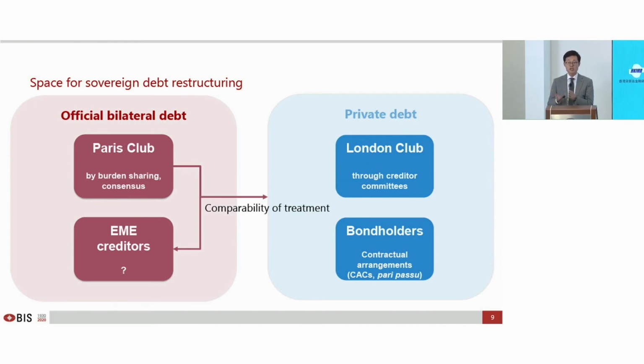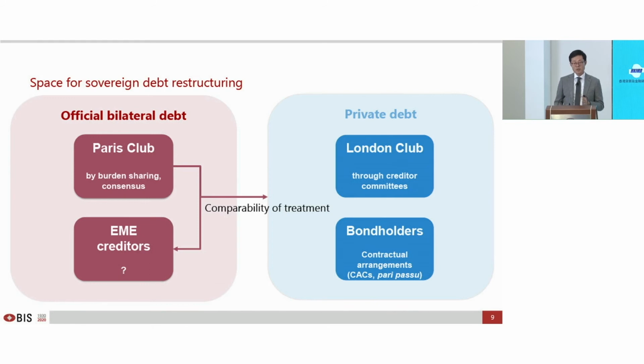So traditionally, the London Club is used through creditor committees to deal with bank loans in cases of sovereign debt workouts. But more and more in this sphere, there are hundreds or thousands of bondholders that have become important players in debt restructuring. But the approach is quite different. So here we can think about new contractual arrangements.